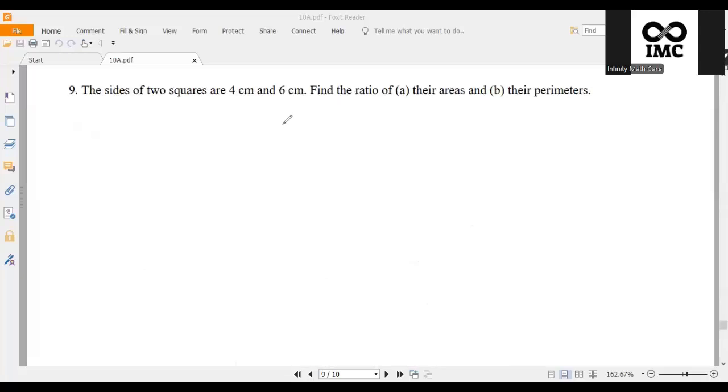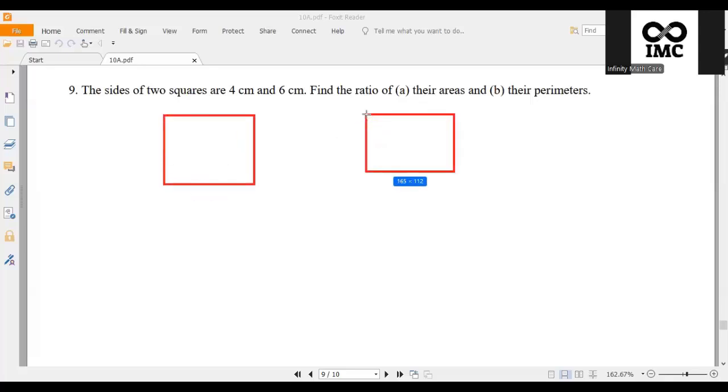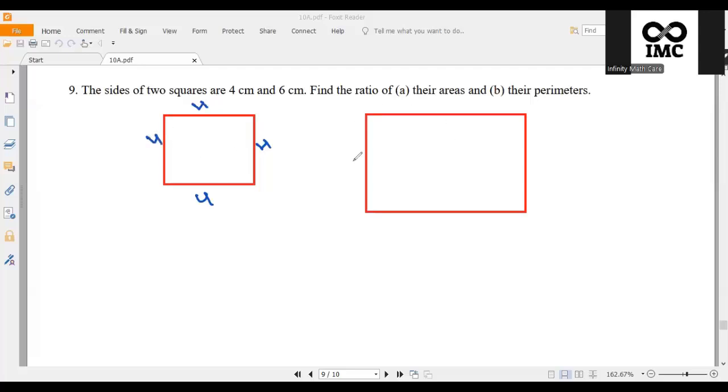Now, question number 9. Question number 9 says the sides of two squares are 4 centimeters and 6 centimeters. So find the ratio of their areas and their perimeters. Look, in a square, we know that all sides are equal. So in this square, if one side is 4, then every side will be 4. In a square of 6, if one side is 6, then each side will be 6. Okay. Now, we need to find out the area of each one.